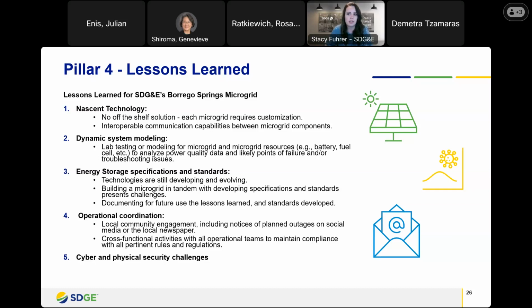And then, like anyone today, cyber and physical security is really important. So just clearly labeling what things are so people are safe around our microgrid or operating within our microgrid, for SDG&E's own crew. Final slide.